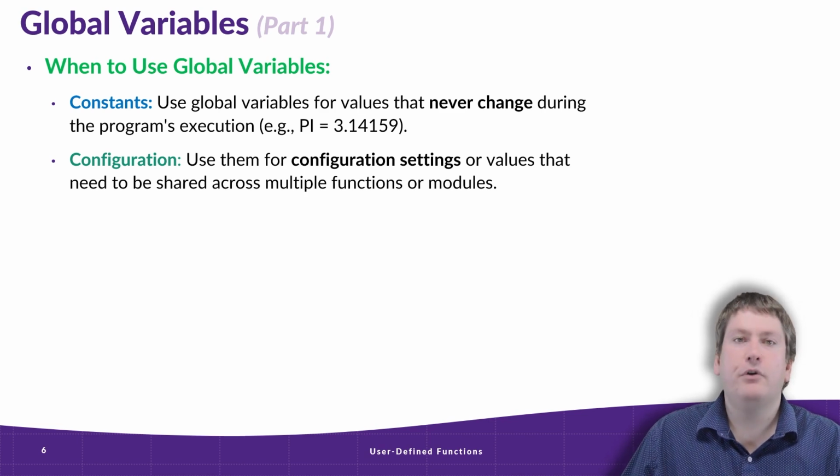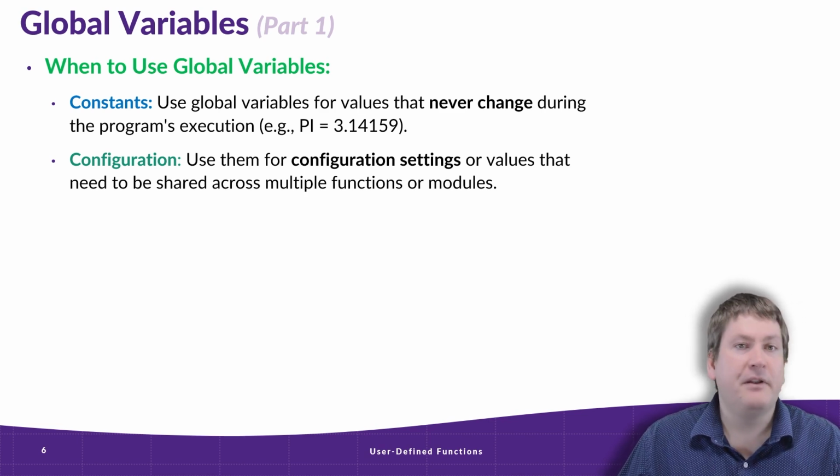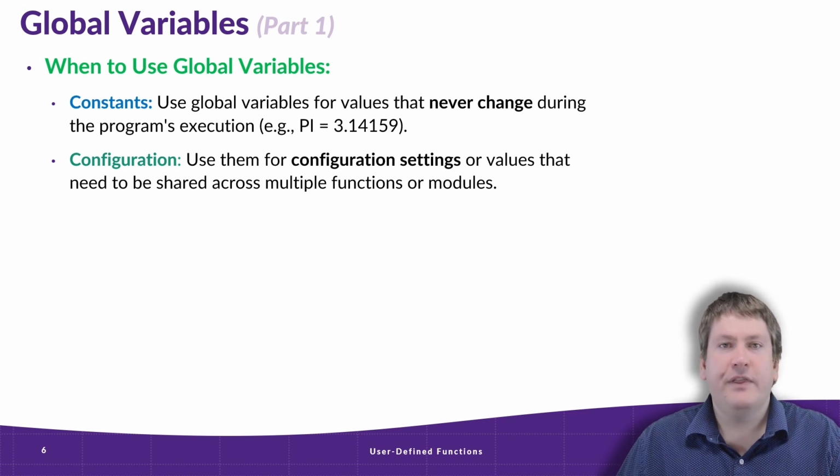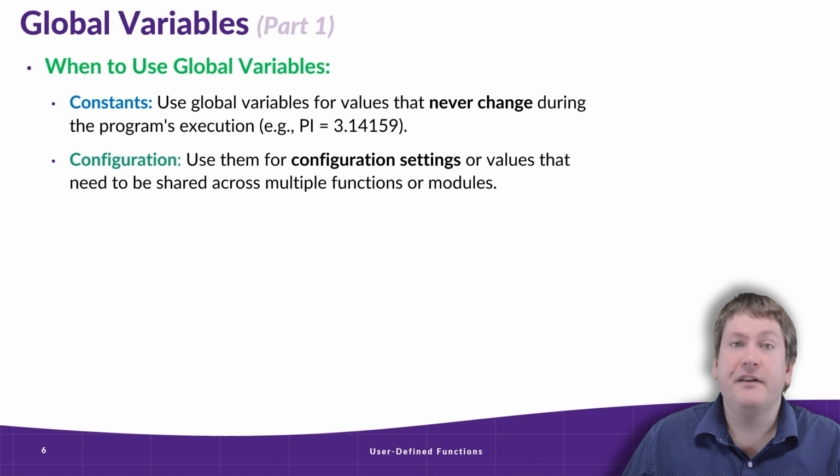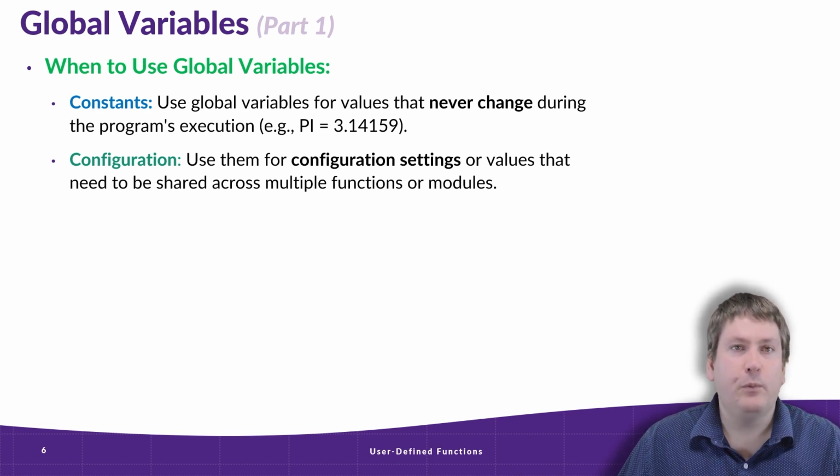Another good use of global variables is for configuration. So maybe at the top of the program, we have a few configuration settings, maybe a certain file it's accessing, or things like that rarely change. And this is another good use because these are effectively constants that functions are going to need to know about to change how they work.